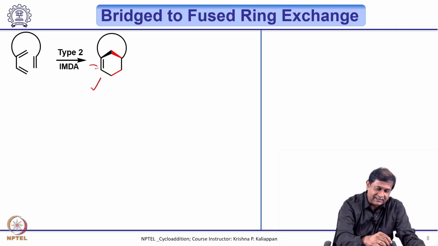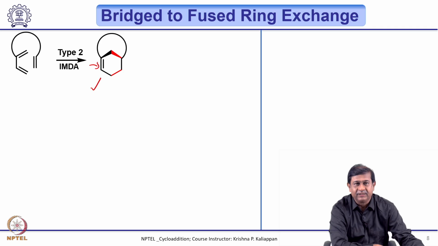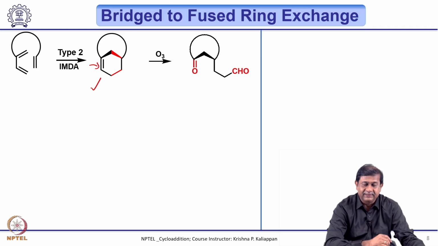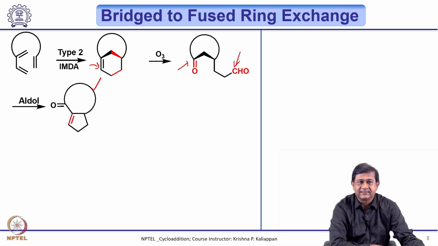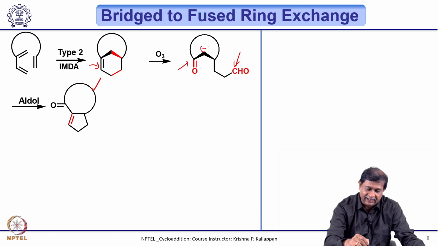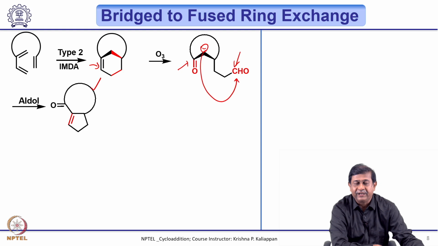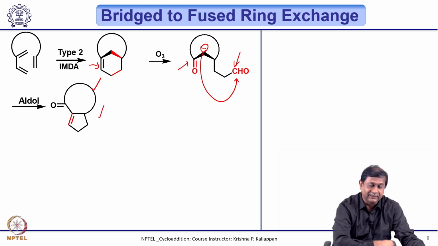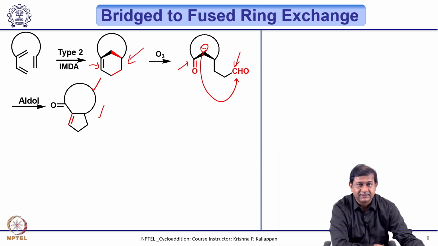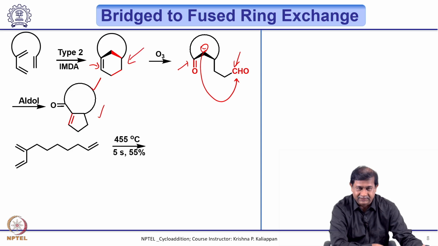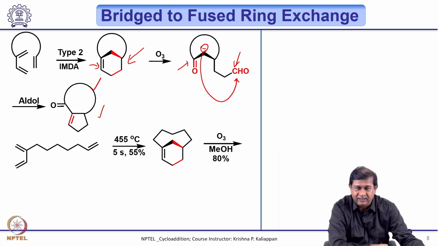Now, you can see this has a double bond. The cyclohexene double bond, if you do ozonolysis, you get a keto-aldehyde, okay, keto and aldehyde. Now, if you treat with base, then you can see it can generate anion and form enolate, and that can add to the aldehyde, and followed by elimination of water, one can get a cycloalkenone. So, basically what you have done in this 2-step process is the bridged bicyclic system has been converted into fused bicyclic system.